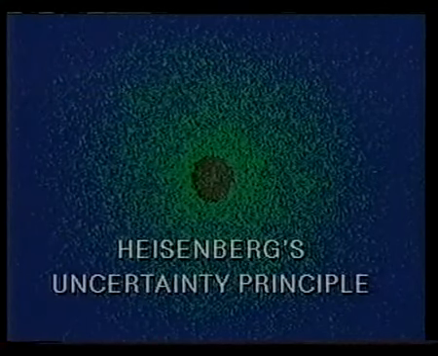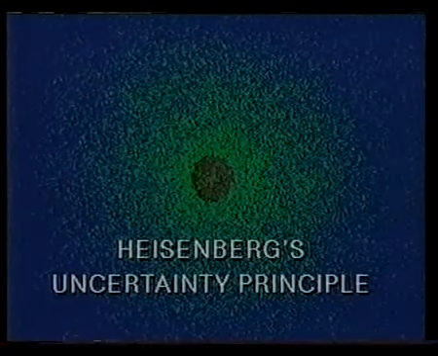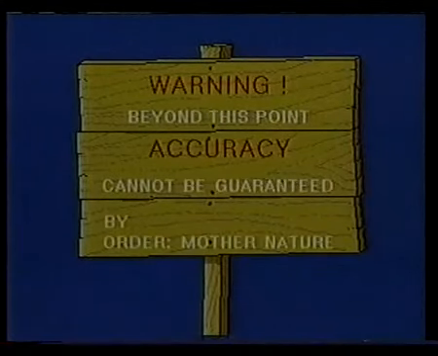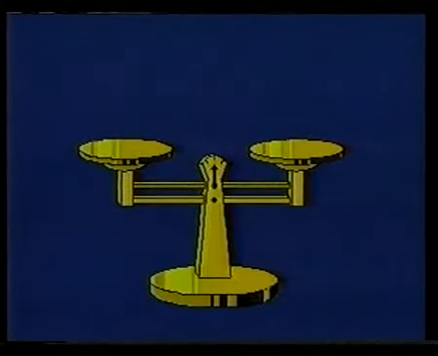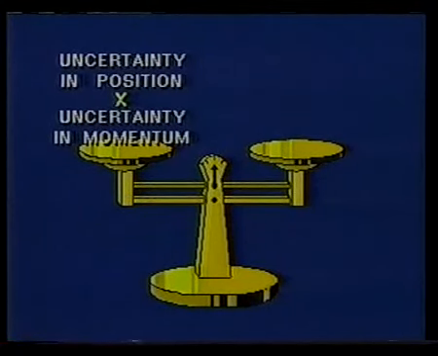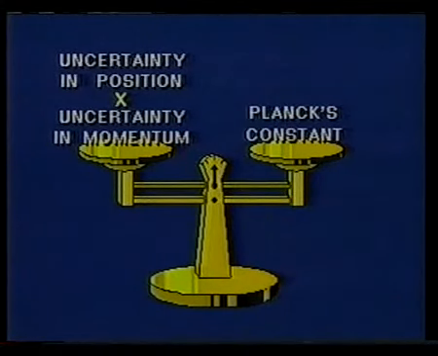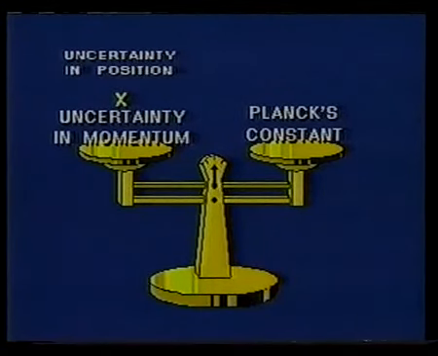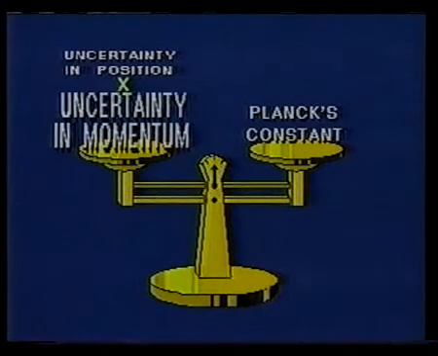Heisenberg's uncertainty principle explains why the position and momentum of an electron in motion cannot be measured simultaneously with great precision. In other words, there is a natural limit to the accuracy of certain kinds of measurements. Mathematically, the uncertainty principle is this: the uncertainty in position times the uncertainty in momentum equals Planck's constant. As the uncertainty about one shrinks, the uncertainty about the other has to grow to keep the equation balanced.